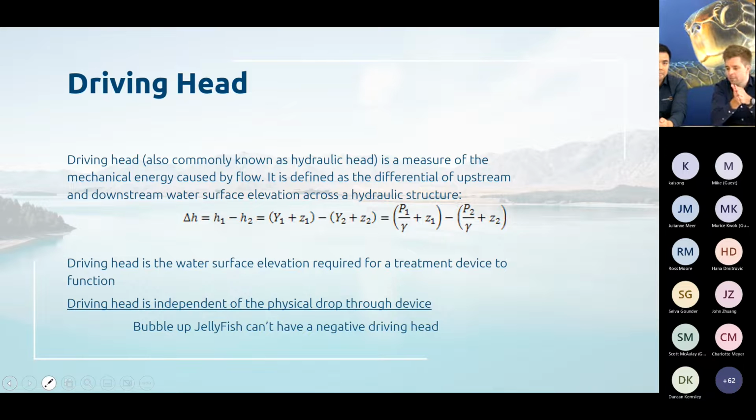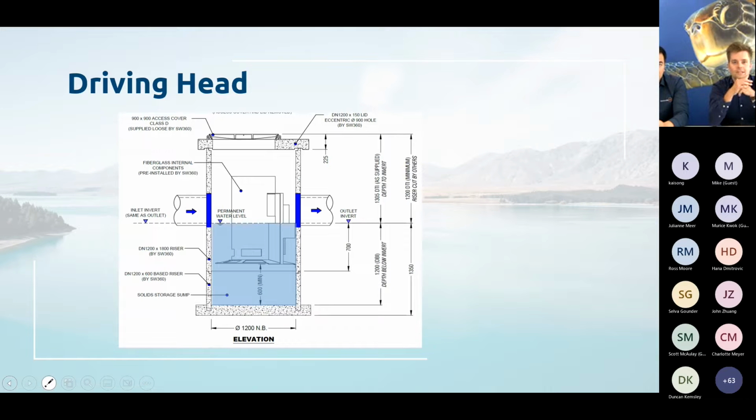Yeah, and it's important to remember that driving head and physical drop are two independent things. There are relations, but they are independent. So if we think about the Cascade Separator, within it there is a depth below outlet invert. So there is a sump of water, a permanent water level within the Cascade, and water flows into the device, and then it needs to build up behind that weir that is part of the treatment mechanism, and then it overtops the weir and flows out.